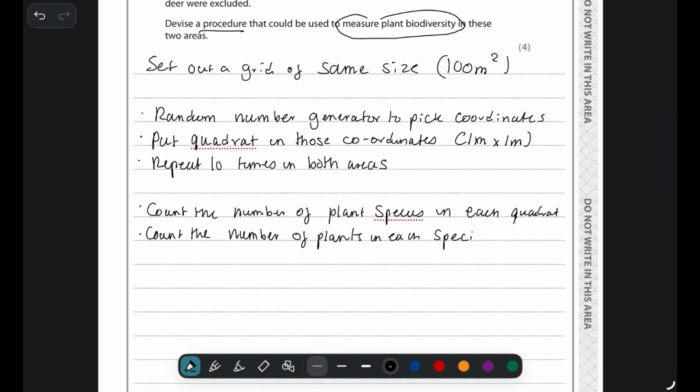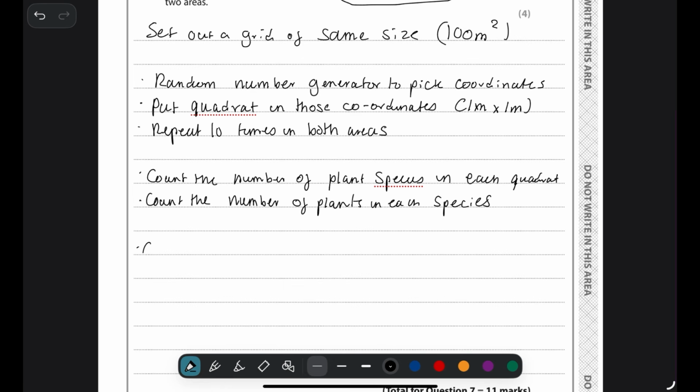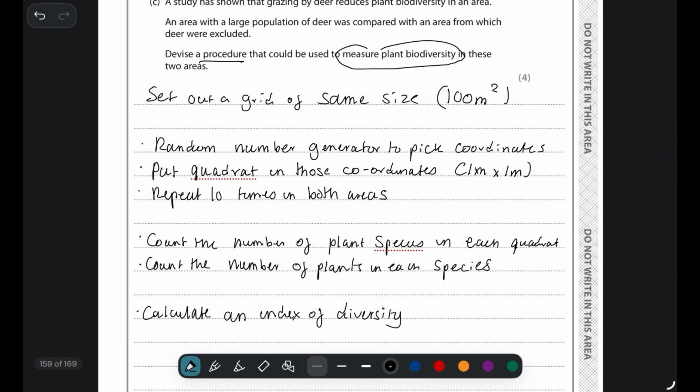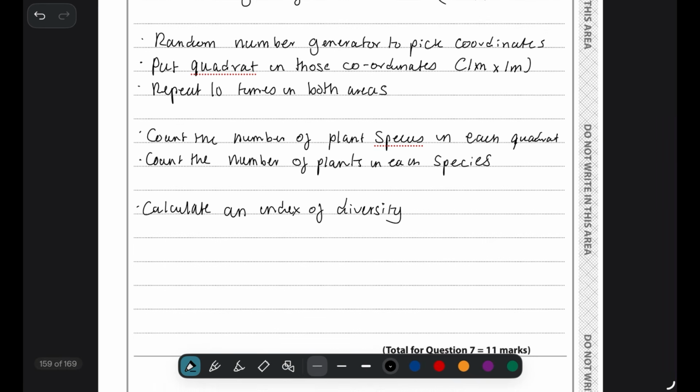Okay. And I think some of you would have realized why we're doing it. It's because we want to calculate an index of diversity. So calculate an index of diversity. And that, my friends, should be good for that practical. Yeah, I think sometimes they might also allow you to do a t-test. I think some people will just focus on doing the species richness, which is okay, but just because they said plant biodiversity, I think you should focus on doing an index of diversity.